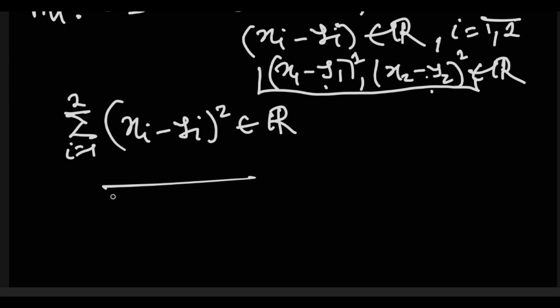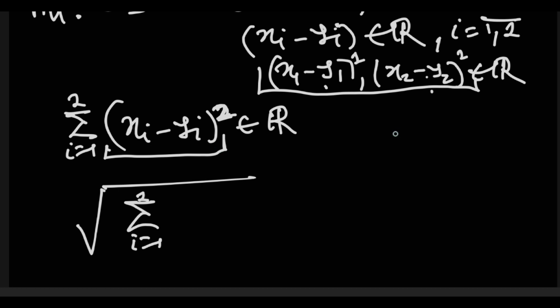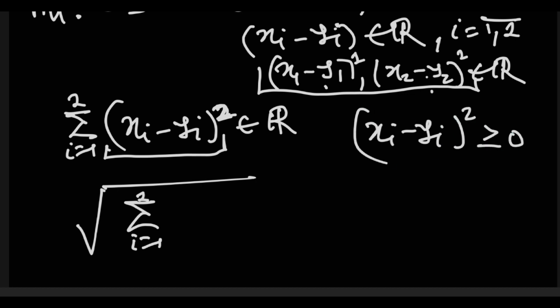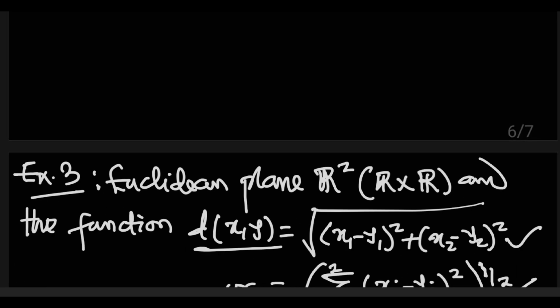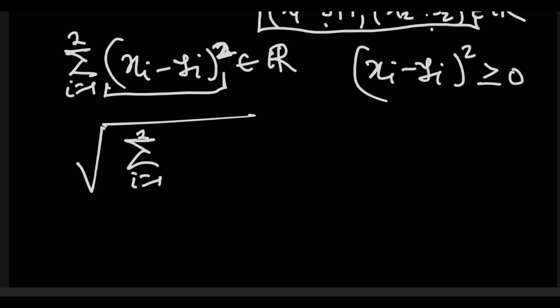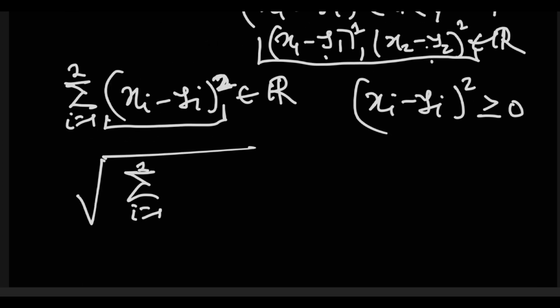Then you find the square root of the sum. Remember, anything you square will be greater than or equal to 0. Xi minus yi squared is greater than or equal to 0. It can be 0 when x is equal to y, and when x is not equal to y, it can never be negative because of the square. So we have this to be greater than or equal to 0.